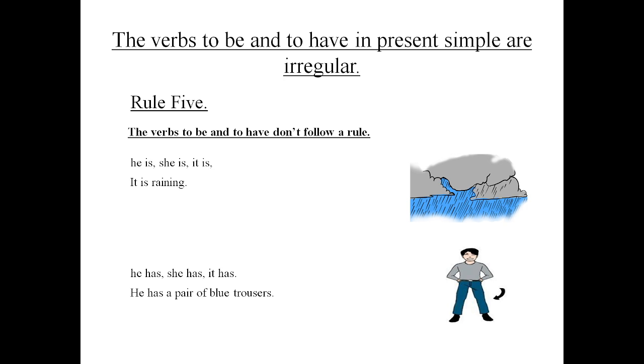And as you know, for the verb to be, it's I am, you are, he is, she is, it is, we are, they are. For have, it's I have, you have, he has, she has, it has, we have, they have. Okay? So again, if we follow the rules and we stick to the rules, then our spelling and our understanding should improve.